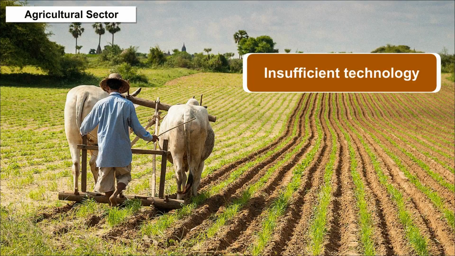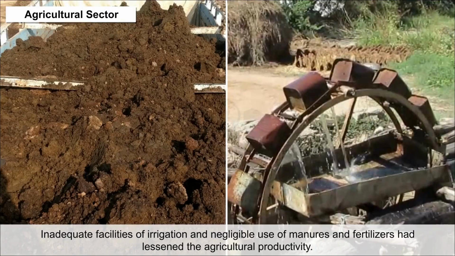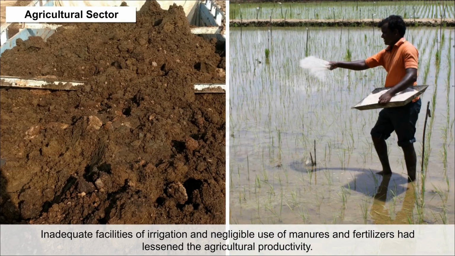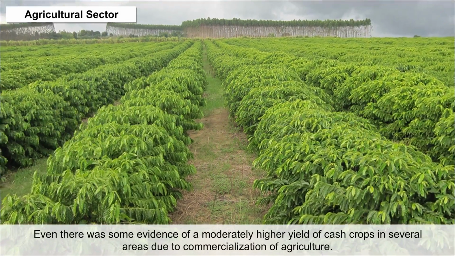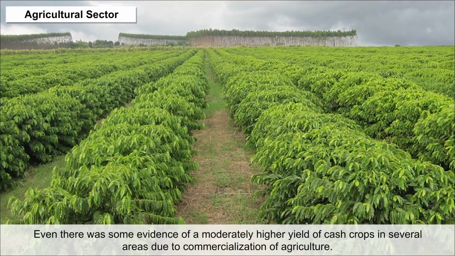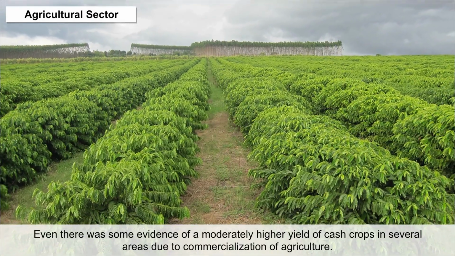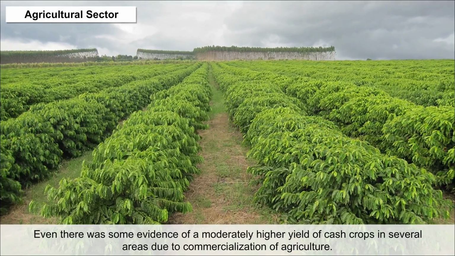Insufficient technology. Inadequate facilities of irrigation and negligible use of manures and fertilizers lessened the agricultural productivity. Even so, there was some evidence of a moderately higher yield of cash crops in several areas due to commercialization of agriculture.